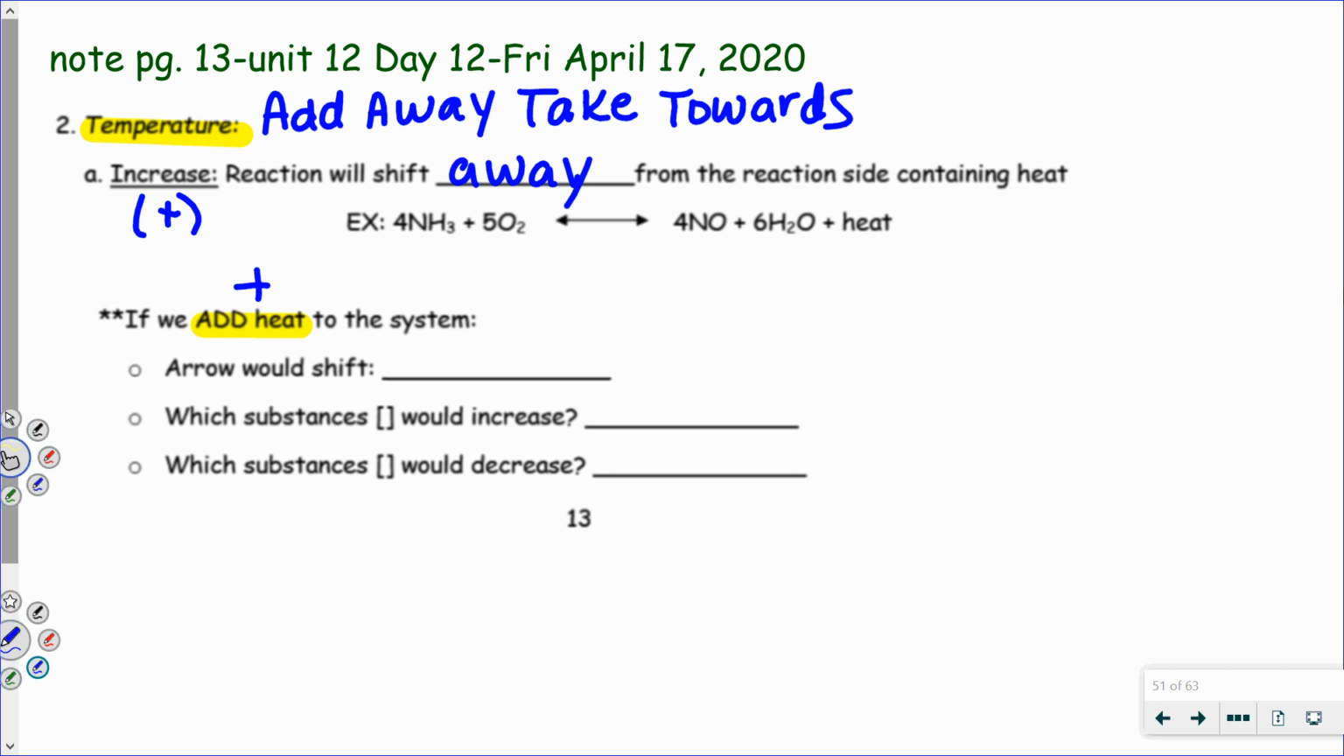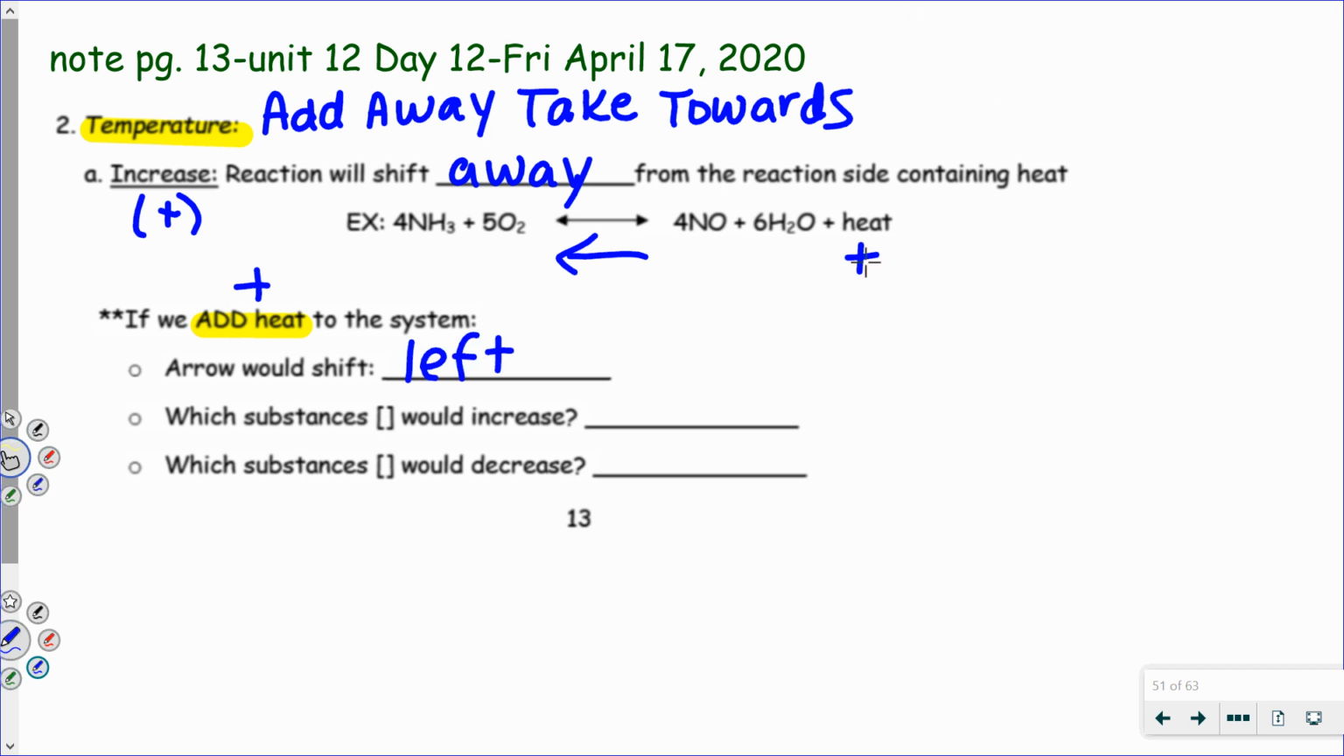So here's heat. I'm going to add heat, so I'm going to put a plus sign on top or the bottom of heat. I'm adding heat. Now I have to figure out which way my arrow is going to shift. So here's my original arrow. If I add, my new arrow needs to point away from what I added. That means my new arrow needs to point towards the left. So that means I shifted towards the left.